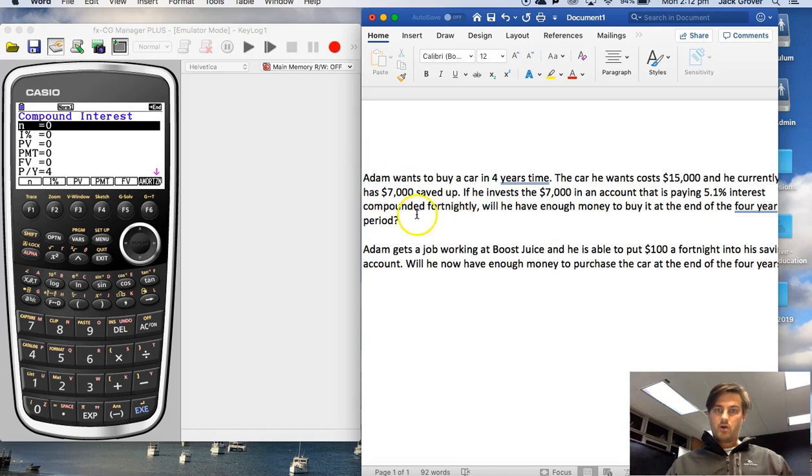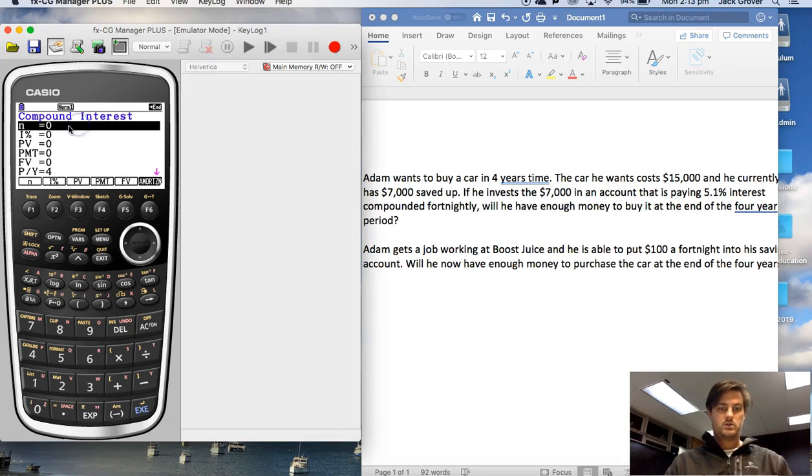So compounded fortnightly is an important phrase there because it tells us there's going to be 26 compounding periods per year. There's 26 fortnights in a year, and there's going to be 4 years in the time frame we're interested in. So in our N value, we put 26 for 26 fortnights in a year, multiplied by 4 because there's 4 years that we're interested in looking at. And that tells us there's going to be 104 compounding periods in this scenario. This will obviously change for every question we do.